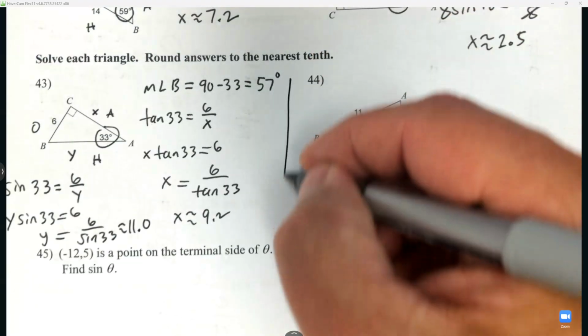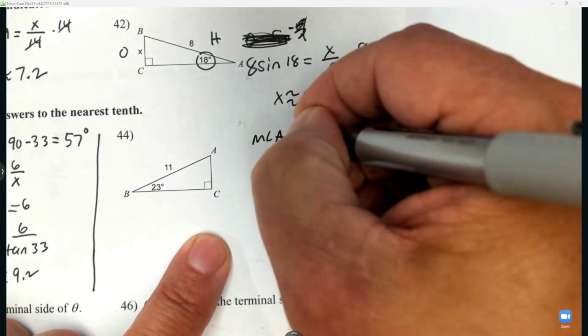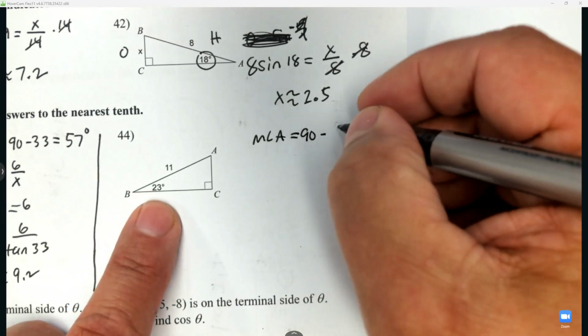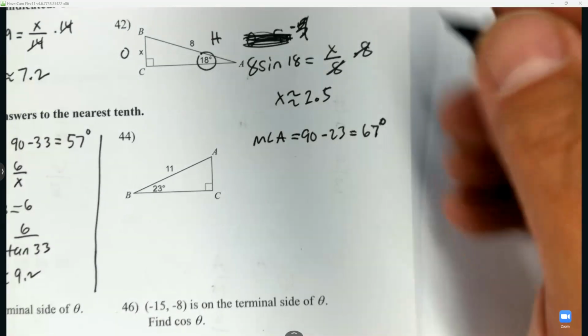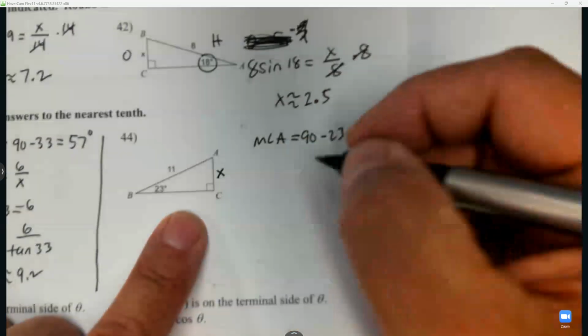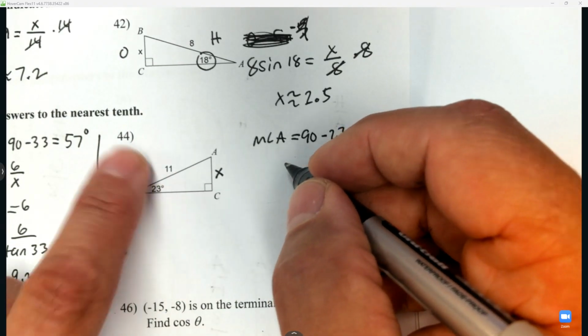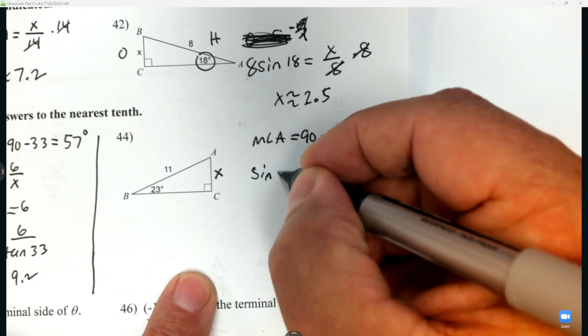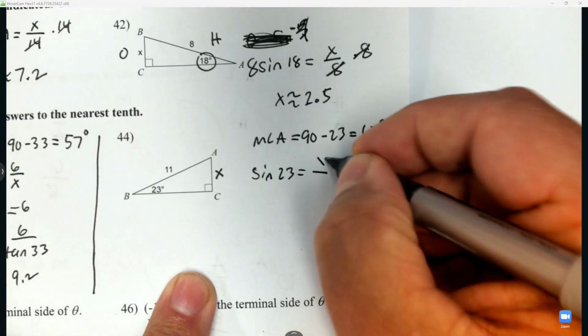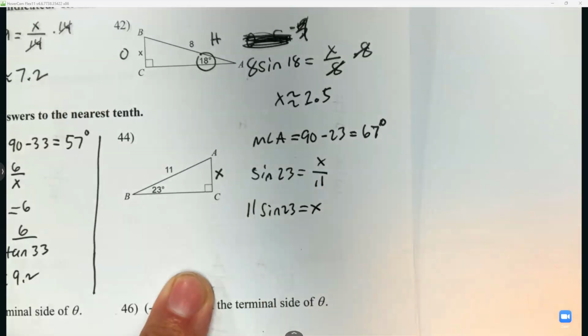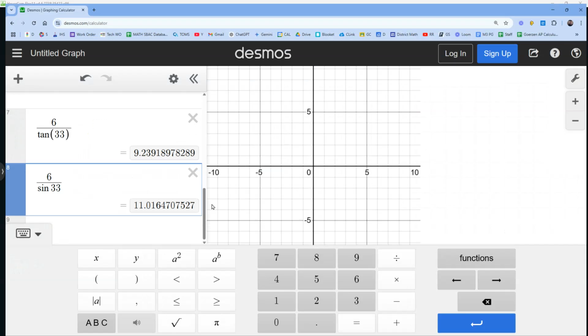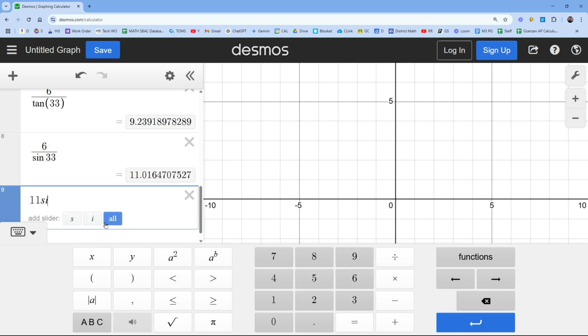All right, we're going to do the same thing here with 44. We're going to solve this triangle. So the easiest one to solve for is the missing angle, A. So I'm going to go 90, take away 23. That's going to give me 67. To find the missing side, x, that's opposite of 23 and hypotenuse, so that's sine 23. Create a ratio, x over 11, and then multiply by 11. That gets x by itself, and then use your calculator. So we're going to go 11 sine 23. That's 4.3.